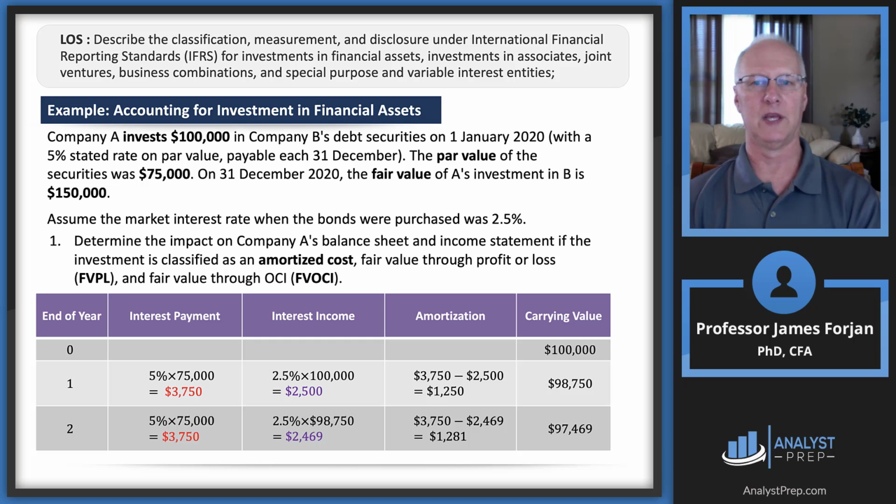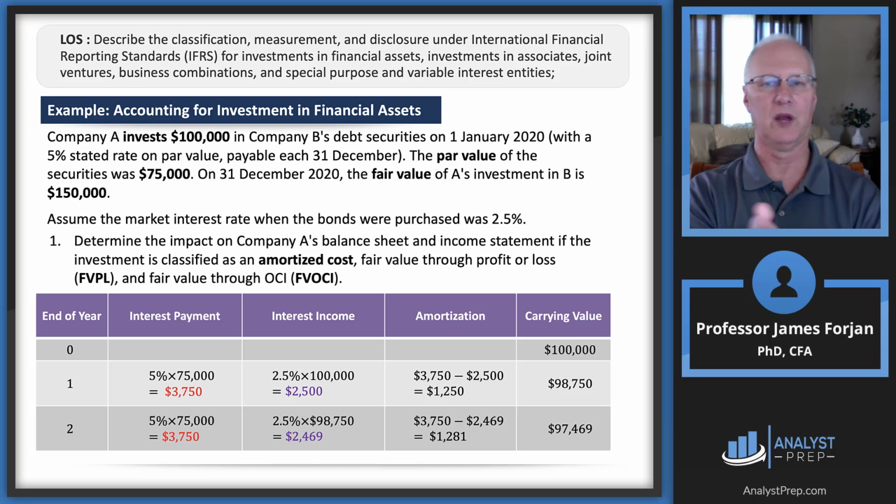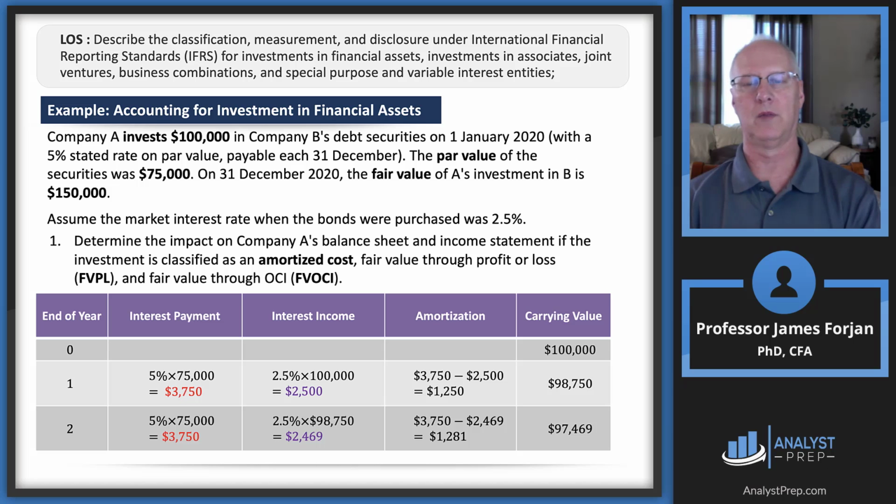At the end of the year, fair value is now 150. So think about this. We bought something for 100 that had a par value of 75, and at the end of the year, the value is now 150. Of course, this must mean that interest rates will have fallen. So there's the coupon rate, 5%, right? And the market interest rate when the bonds were purchased was 2.5. So of course, when interest rates go down, bond price has to go up.